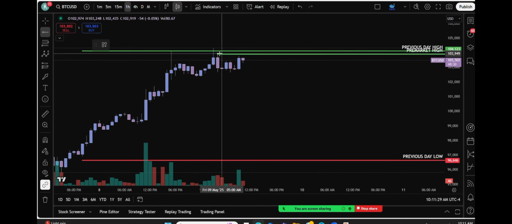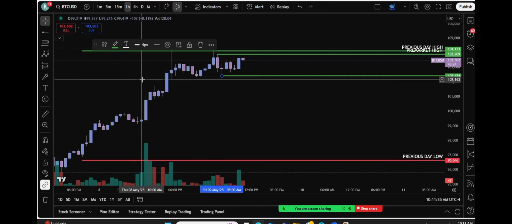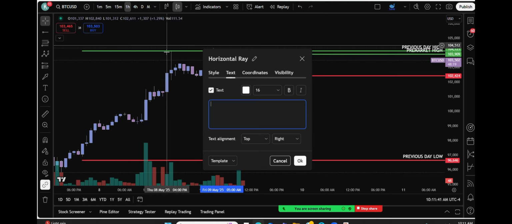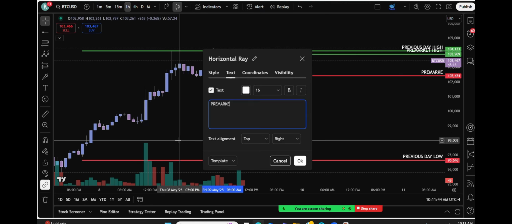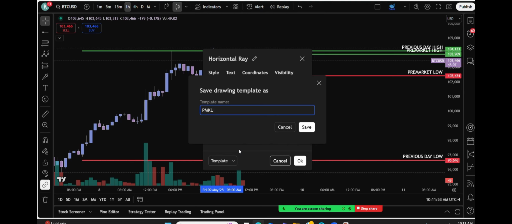Now we go to pre-market low from 4 a.m. to 9:30. 4 a.m. is right here. Where's the lowest that it's been all the way to 9:30? Right here. So that's our pre-market low. Pre-market low. Save template as PML.